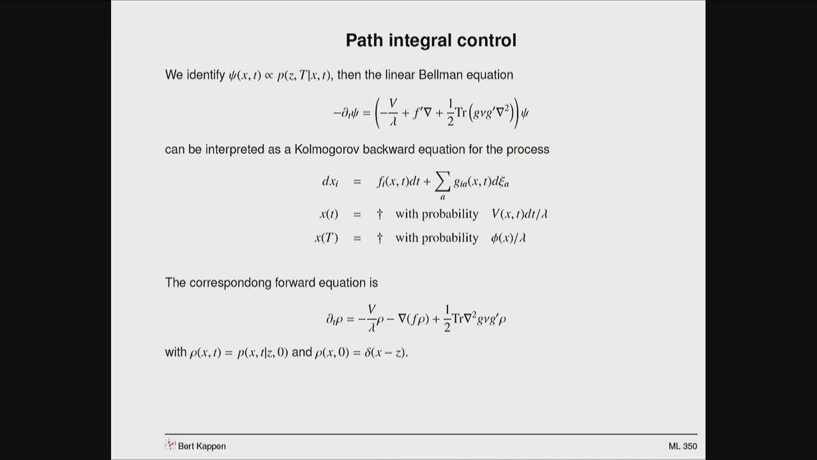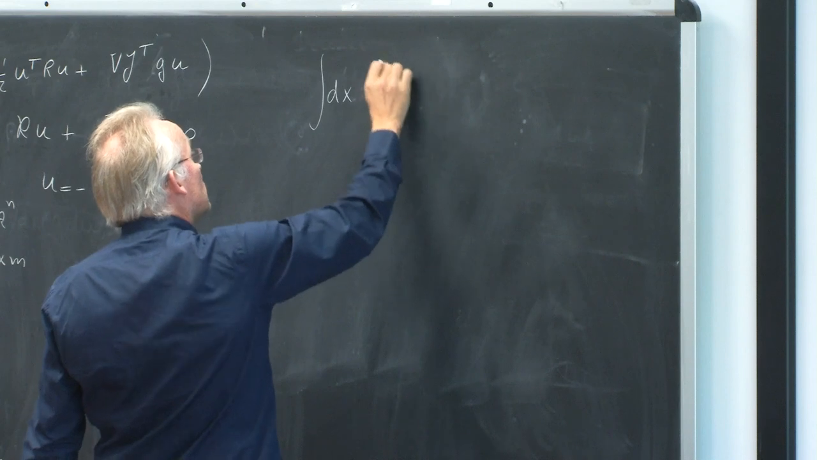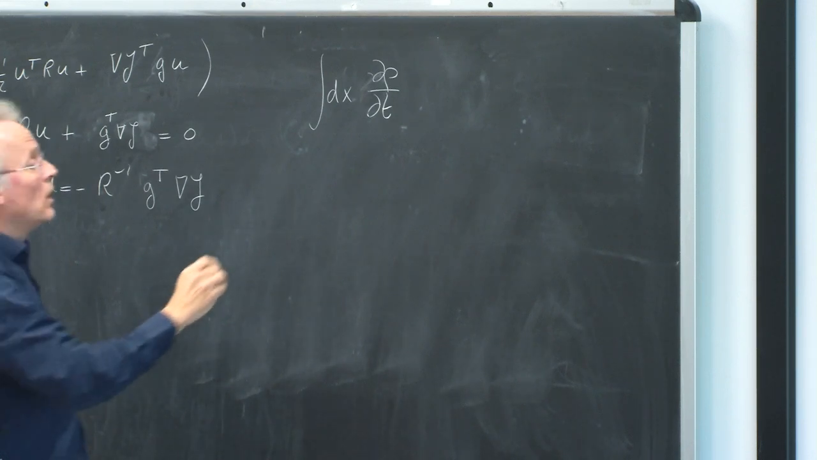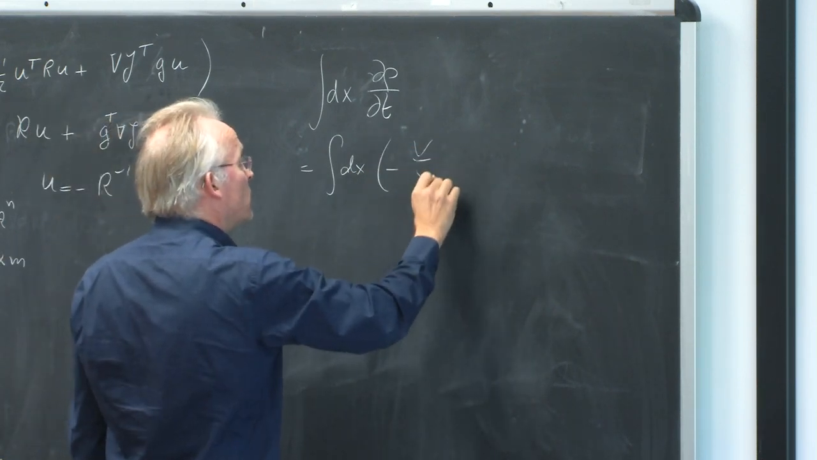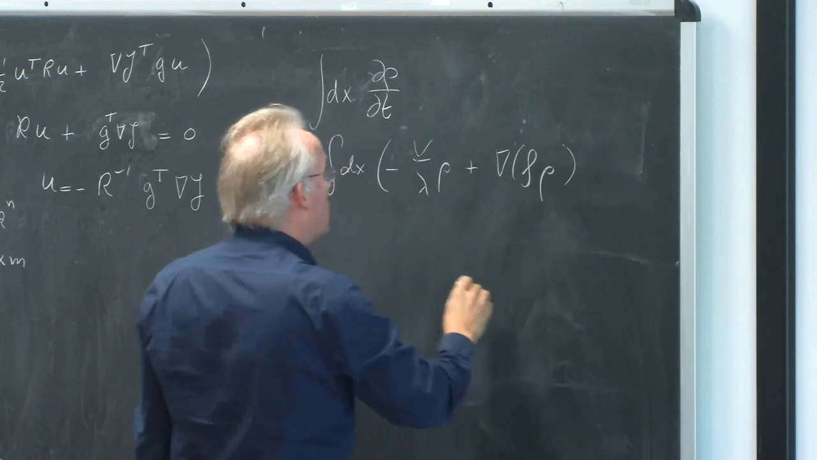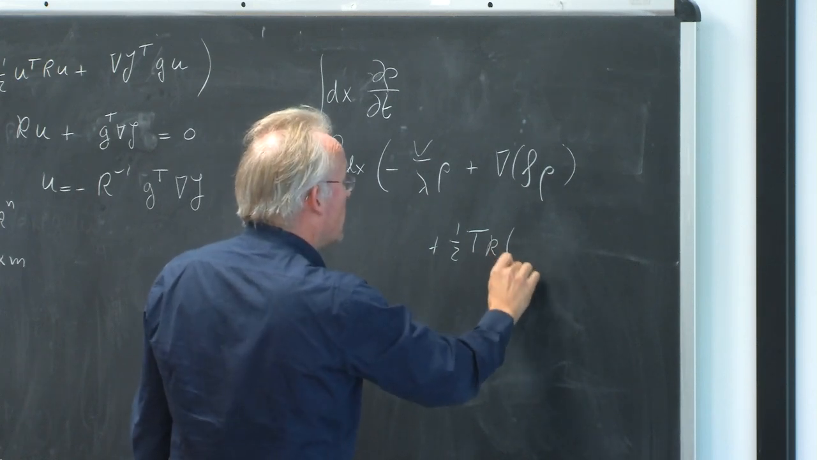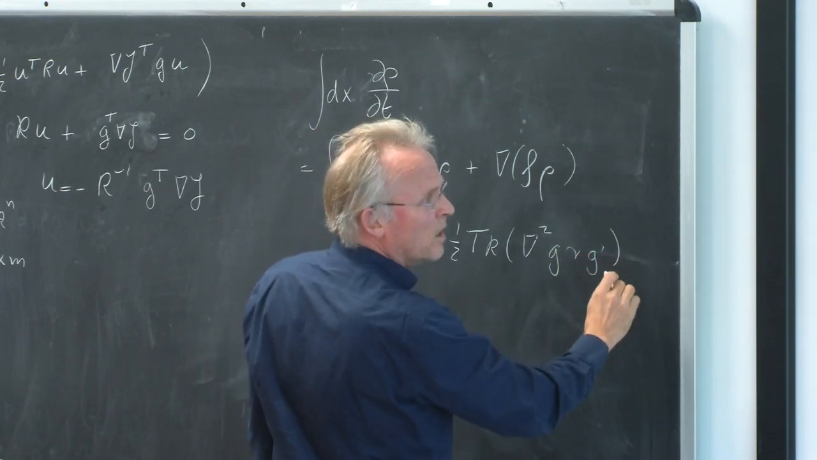If you want to understand the normalization issue, for instance, look at the integral over dx of d rho dt. If you integrate over all space, you get the integral over dx of, what do we have? We have minus v over lambda rho, plus the derivative of f rho, plus 1/2 trace of lambda squared g nu g prime rho.